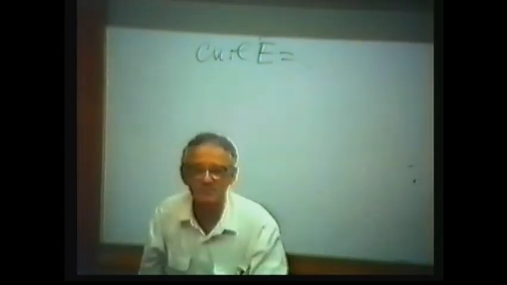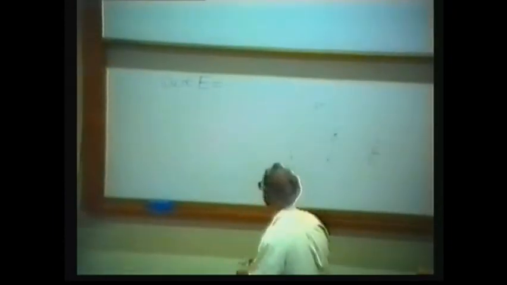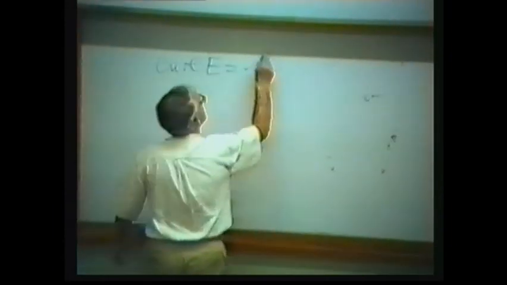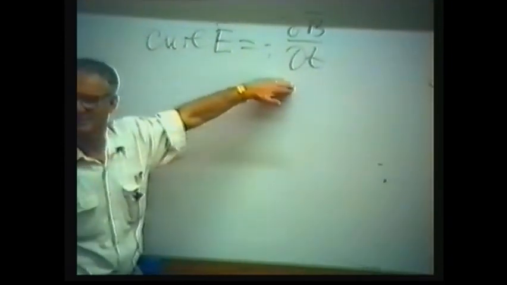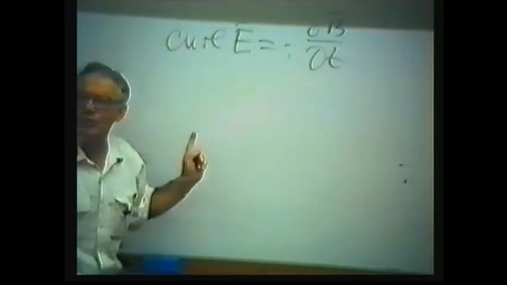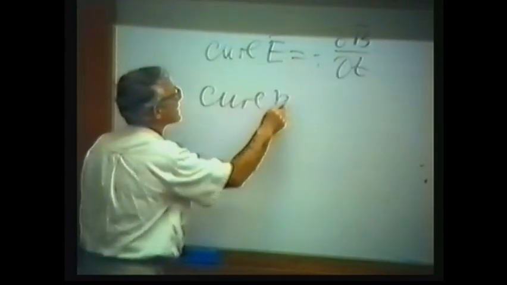What happens with the first equation? Whether we have displacement current or not, what does this equation tell us? Electrical field is caused by change of magnetic field with time. So this equation is the same. What about the important point? What happens with the second equation?